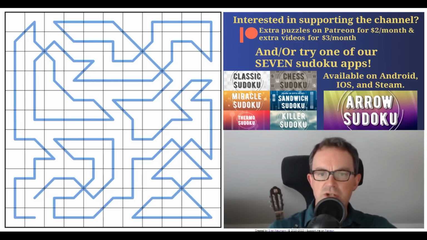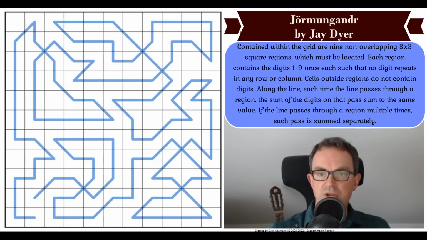Each region contains the digits 1 to 9 once each, such that no digit repeats in any row or column. Cells outside regions do not contain digits. Along the line, each time the line passes through a region, the sum of the digits on that pass sum to the same value. If the line passes through a region multiple times, each pass is summed separately. This is an equal sum line.